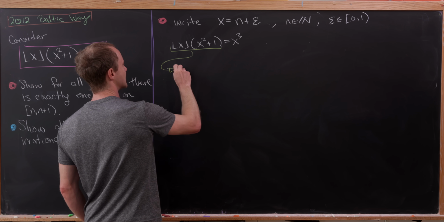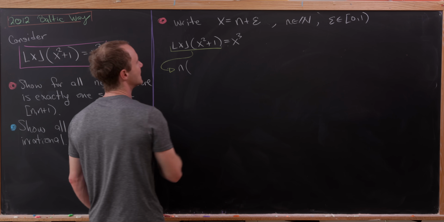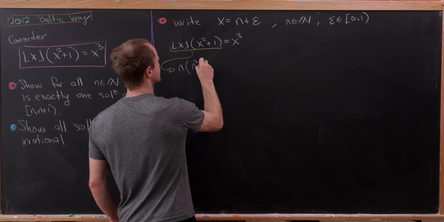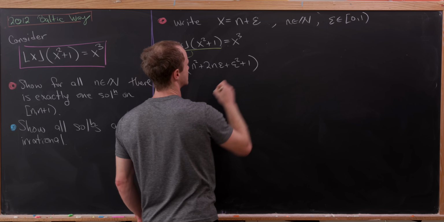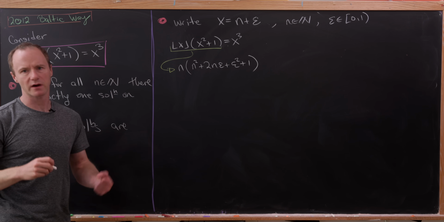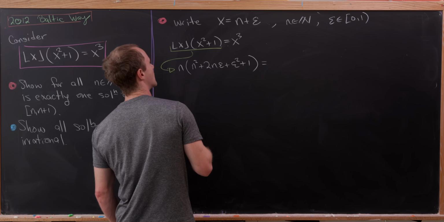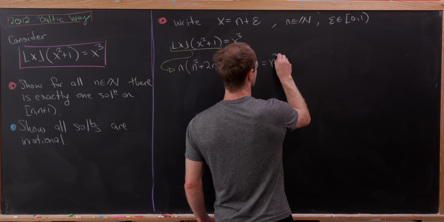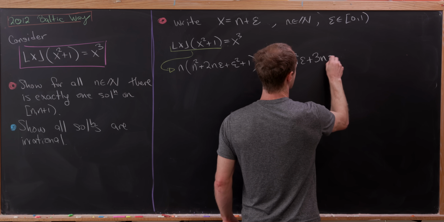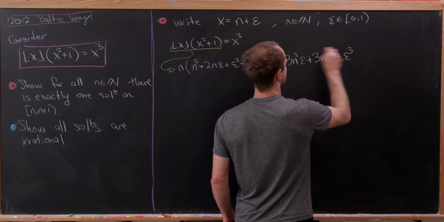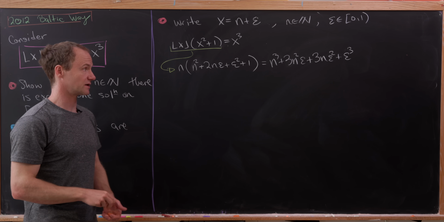So this left hand side is going to turn into n because of the floor of x part. And then here we're going to have n squared plus 2n epsilon plus epsilon squared plus 1. That's from squaring out that n plus epsilon. And then over here on the right, n cubed plus 3n squared epsilon plus 3n epsilon squared plus epsilon cubed. That's from multiplying out that (n plus epsilon) cubed.